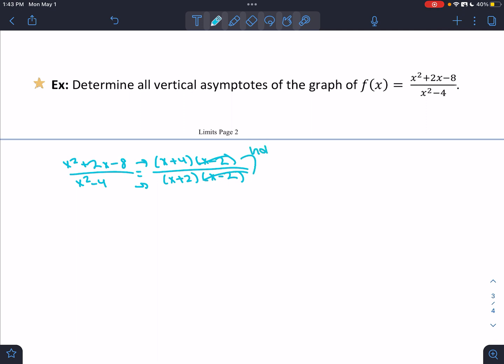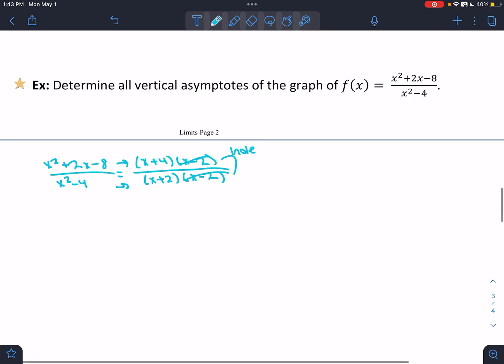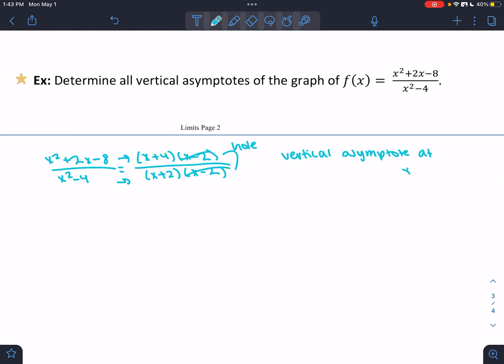All we care about then is that there's a vertical asymptote where? Negative 2. Yes. So we have a vertical asymptote at x equals negative 2. There is a hole at positive 2, but it's not an asymptote. So we would not have an unbounded limit at positive 2, only at negative 2.